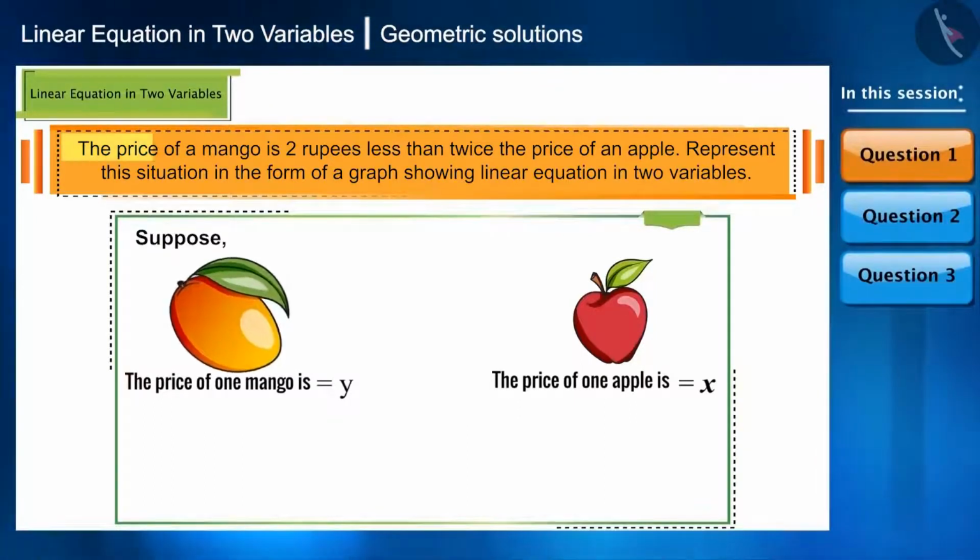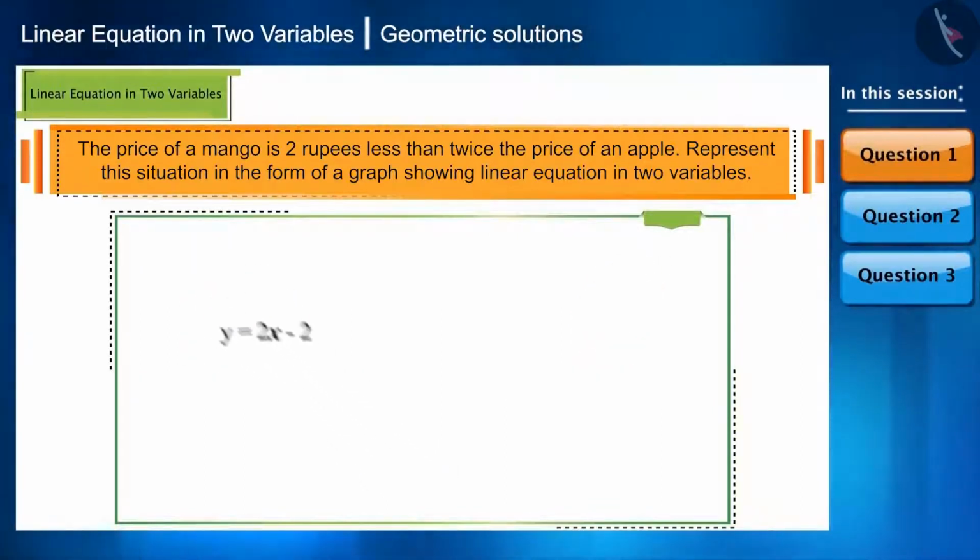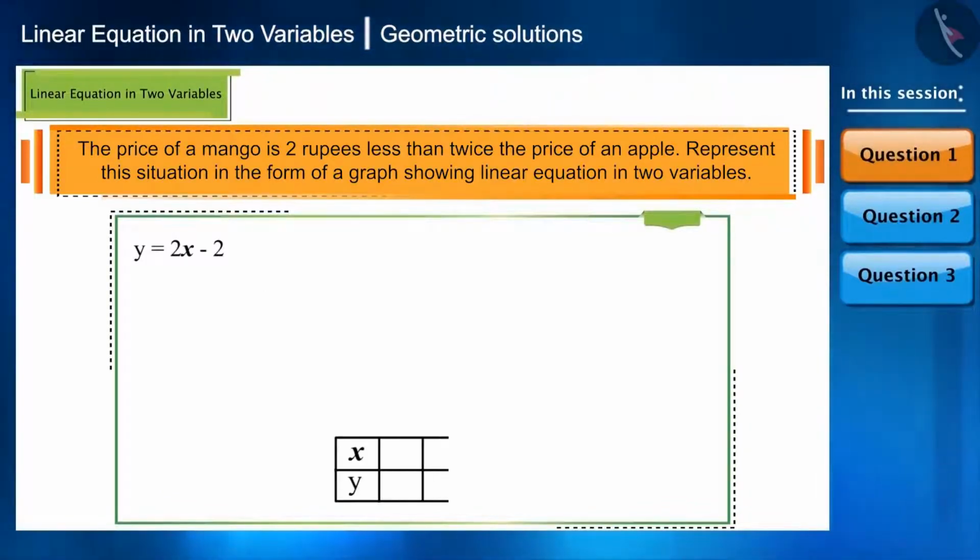The condition is that the price of one mango, that is y, is 2 less than twice the price of one apple. Y is 2 less than 2x, that is y is equal to 2x minus 2. The equation is ready. Now, we have to make a graph by marking their coordinates on the x and y axis. How will you do this? We will make a table of x and y and find different values for x and y.